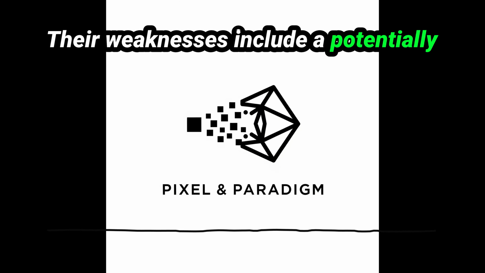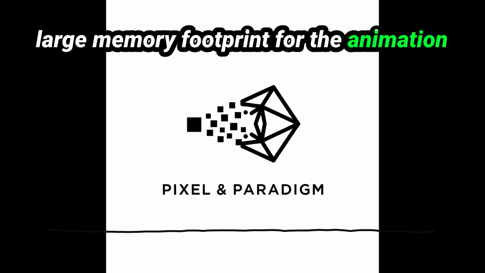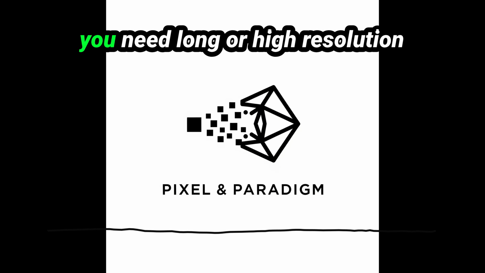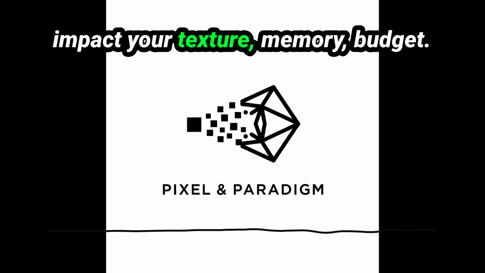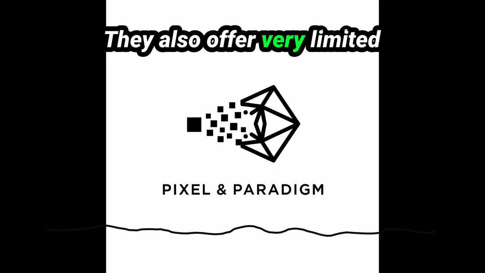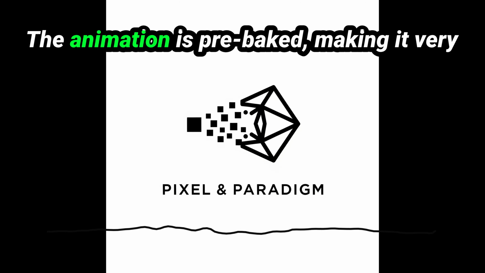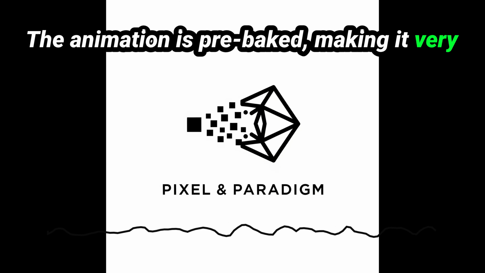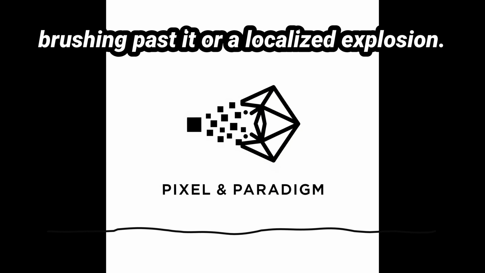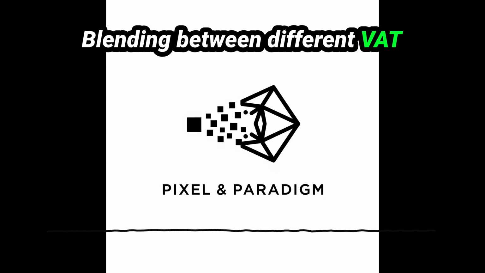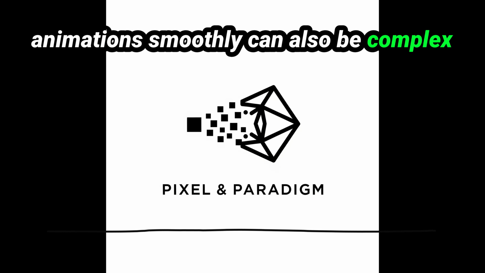Their weaknesses include a potentially large memory footprint for the animation textures themselves, especially if you need long or high-resolution animations. This can significantly impact your texture memory budget. They also offer very limited dynamic interaction. The animation is pre-baked, making it very hard for the foliage to react realistically to real-time events like a character brushing past it or a localized explosion. Blending between different VAT animations smoothly can also be complex to set up.